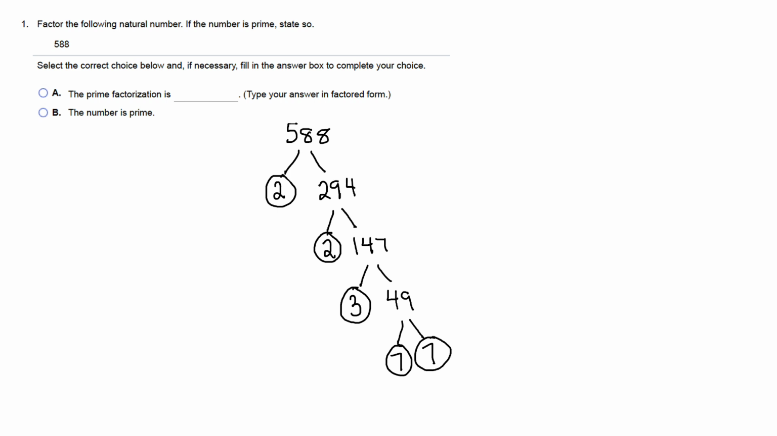Notice that all of my factors are now circled because they're all prime. I don't have any other number to factor. So that means that I found my set of prime numbers. The set of prime numbers for 588 is 2 times 2 times 3 times 7 times 7. We can easily check this by multiplying 2 times 2 times 3 times 7 times 7 using our calculator. We should get the number 588.